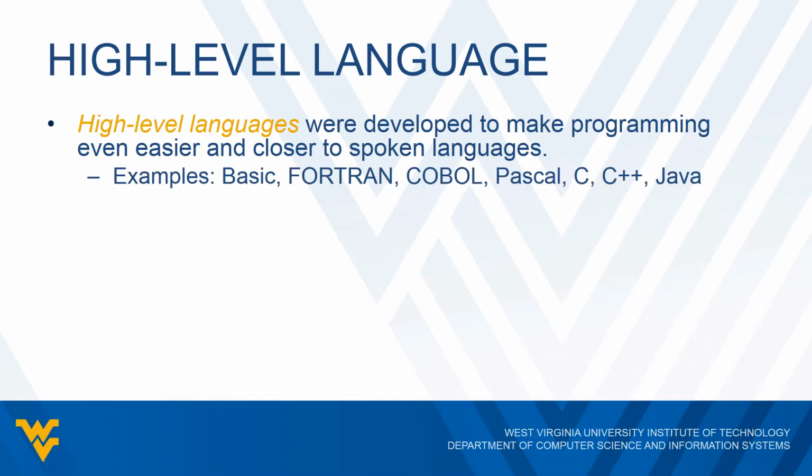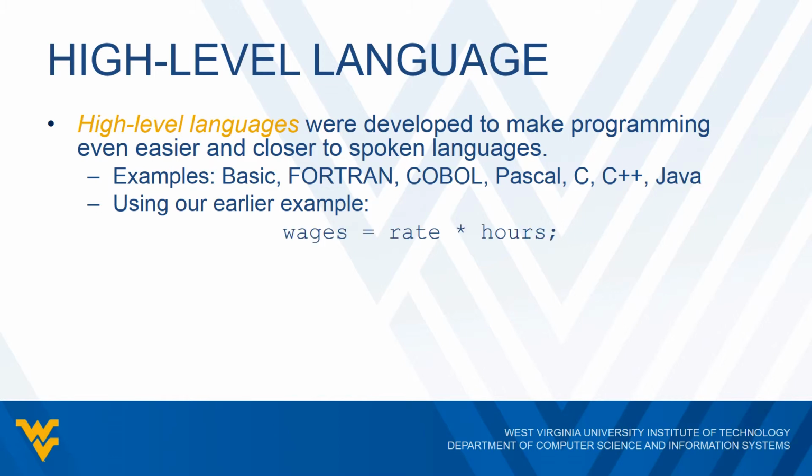And there are so many different types of programming languages out there, especially at the high level. We have BASIC, Fortran, COBOL, Pascal, C, C++, Java, and there are new programming languages being developed to this day. So let's take a look at our earlier example. If we want to compute the rate and the hours to get the wages, this is our statement. That's it. Before we had 3 lines of code that would take care of it, but all that can be done in a single line with a high-level language.